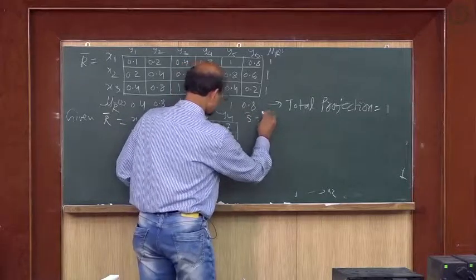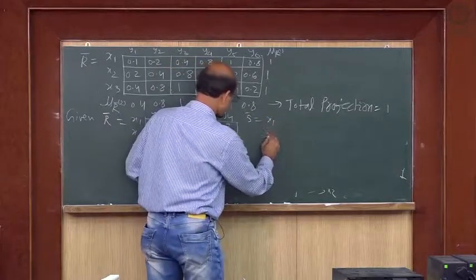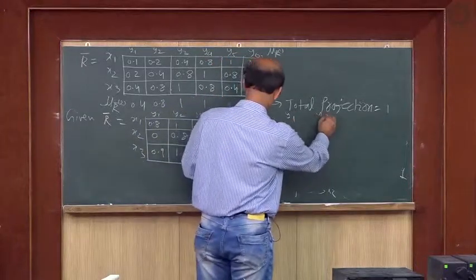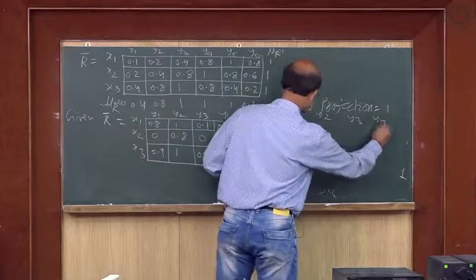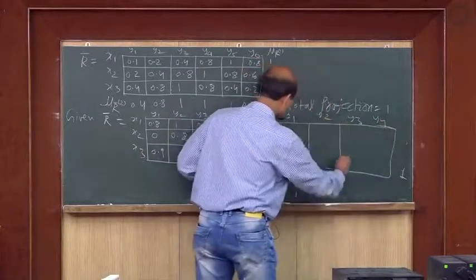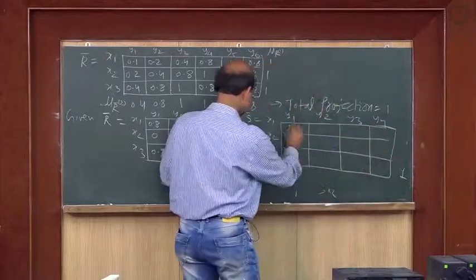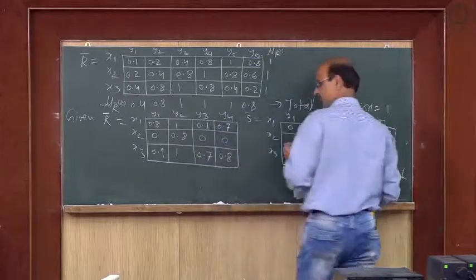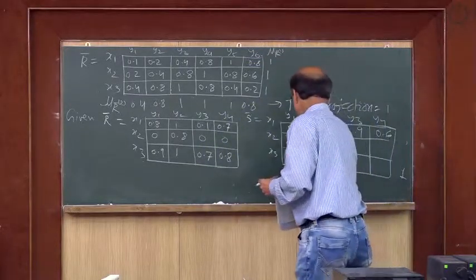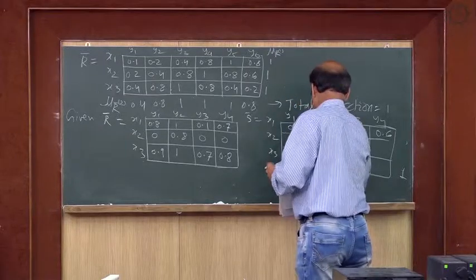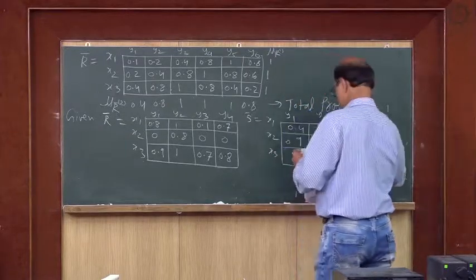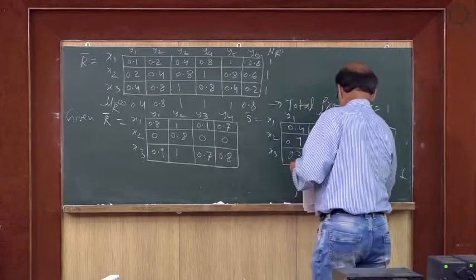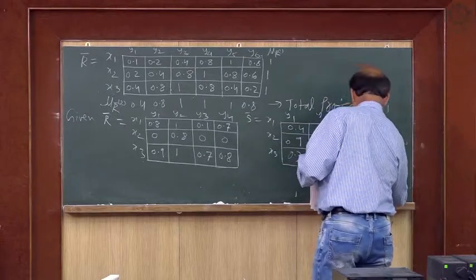and S bar is again x1, x2, x3 and y1, y2, y3, y4. We have 0.4, 0, 0.9, 0.6, 0.9, 0.4, 0.5, 0.7, 0.3, 0, 0.8 and 0.5.